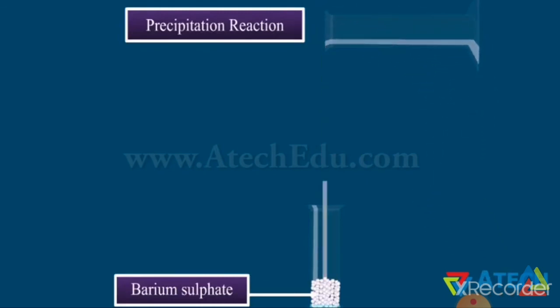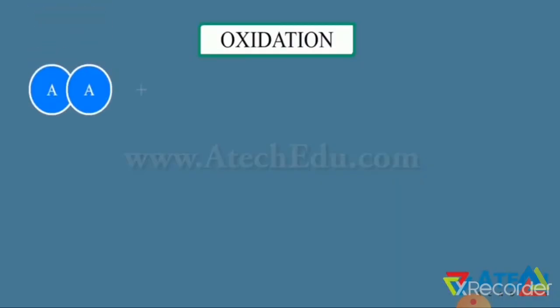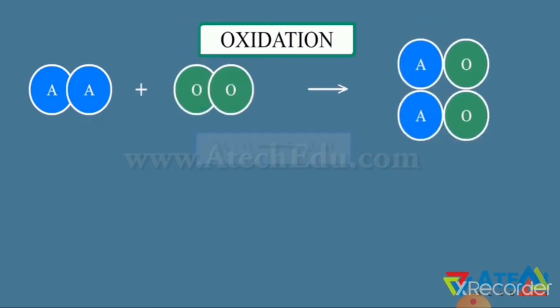And the reaction in which precipitates are formed is called a precipitation reaction. It is also a double displacement reaction, but precipitates are forming, so it is called a precipitation reaction.